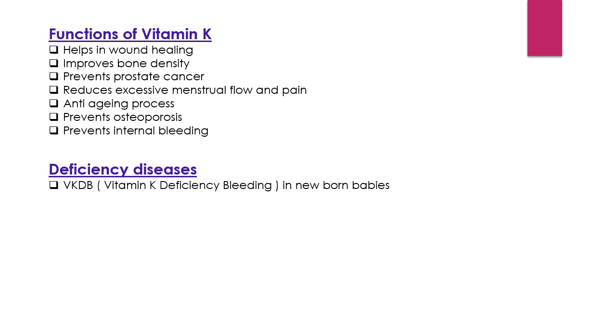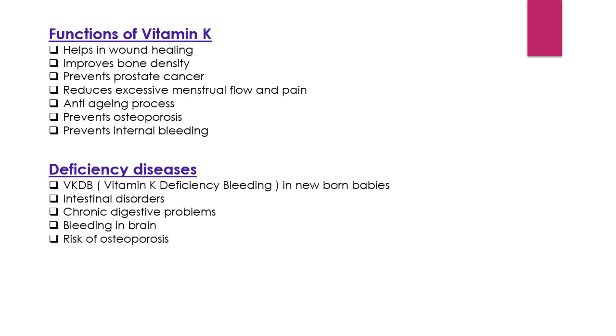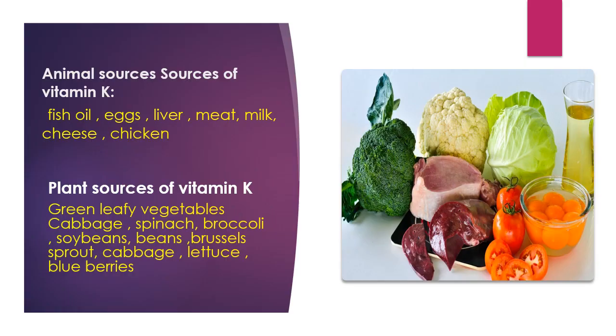VKDB, vitamin K deficiency bleeding in newborn babies, takes place because of the deficiency of vitamin K. Intestinal disorders also take place because of the vitamin K deficiency. Chronic digestive problems are caused. Bleeding in the brain also takes place. Risk of osteoporosis takes place. Cholestatic liver disease also takes place because of the deficiency of vitamin K.